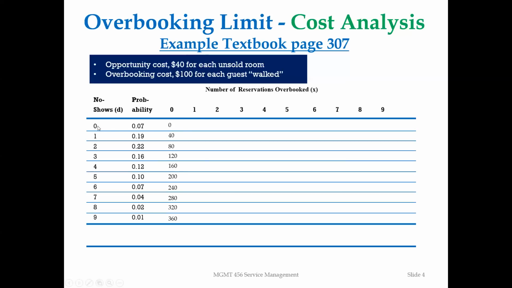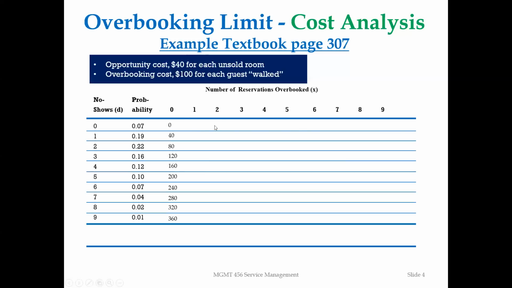In this case, let's look at each of these possible scenarios. If there's 0 no-show, I take 1 extra reservation and everybody shows up. That means how many people will show up? 101 people will show up. I take 101 reservations, everybody shows up.